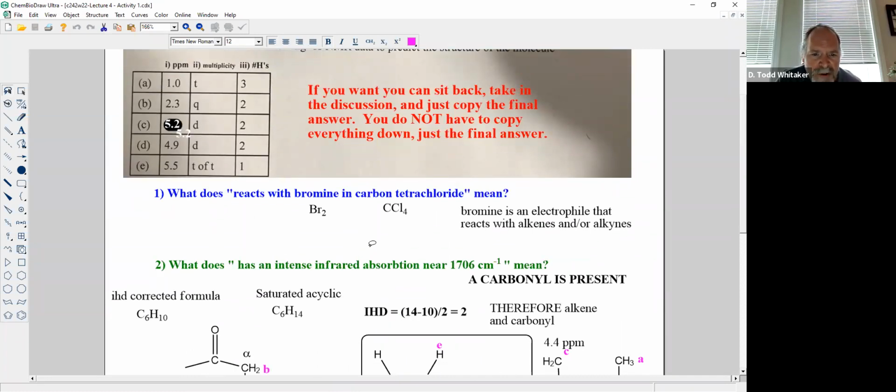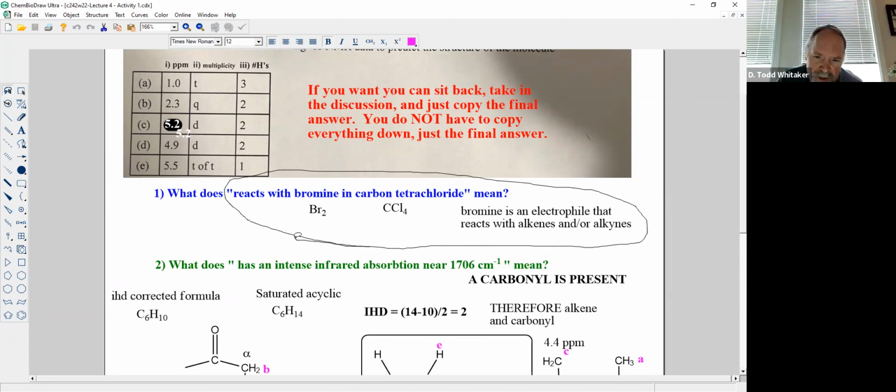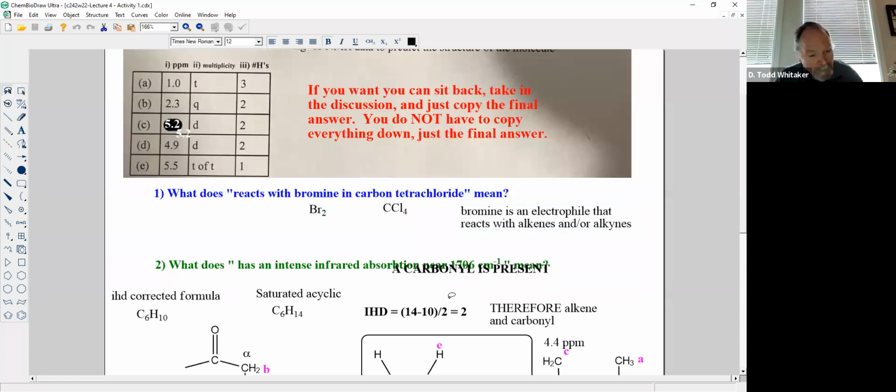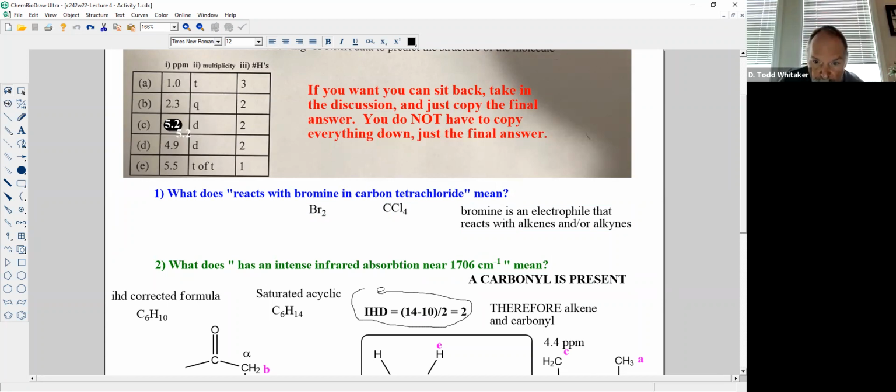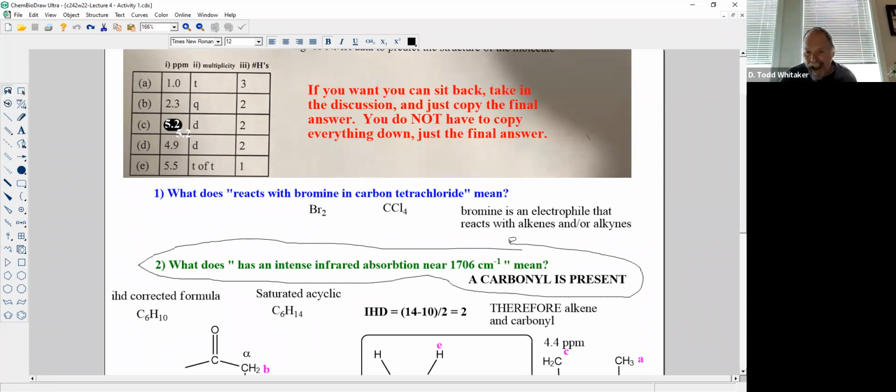Because if it says it reacts with bromine and carbon tetrachloride, there are 2 possible meanings: it reacts with an alkene or an alkyne. And then I knew it was an alkene because I did the IHD. I figured out the total IHD for this molecule was 2, which means at most there's 2 alkenes, but I know there can't be 2 alkenes because I was told with fact number 2 that there's a carbonyl present. That's a pi.